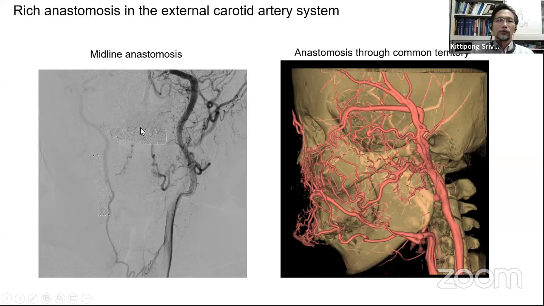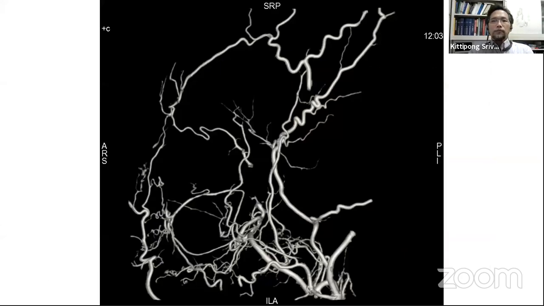Like this, you have even the collateral through the lingual artery, the collateral through the superior thyroid artery when the contralateral side of the external carotid artery is occluded. So you get anastomosis everywhere. Okay, so again, go back here.